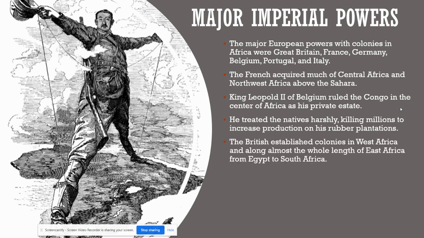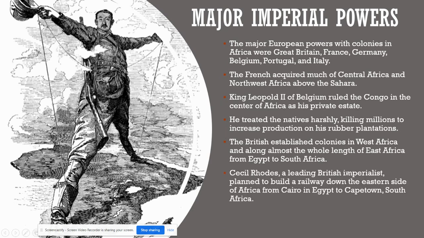The British established colonies in West Africa and along almost the entire length of East Africa from Egypt all the way down to South Africa, which you see here. So here's Egypt, here's South Africa. The British kind of controlled this whole area coming all the way down. And Cecil Rhodes, which you see here on the left, a leading British imperialist, planned to build a railroad all the way down the eastern side of Africa, from Cairo in Egypt to Cape Town, South Africa. Germany took Tanzania, Cameroon, Togo, and Southwest Africa.